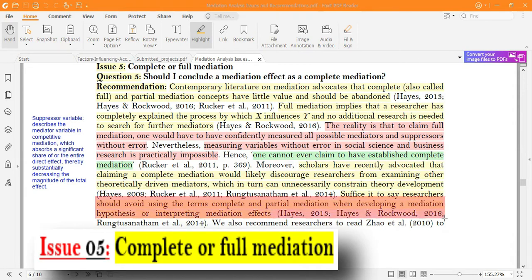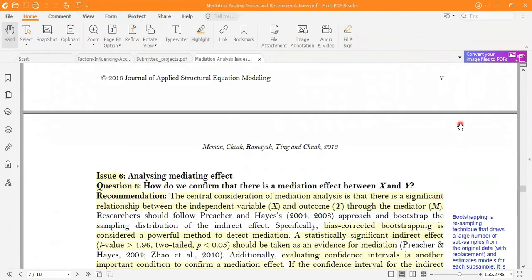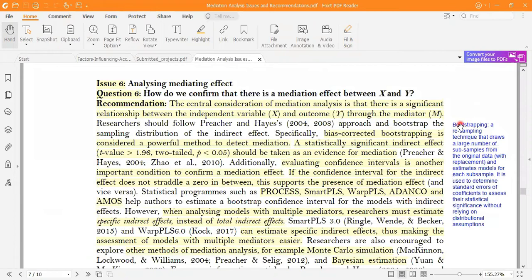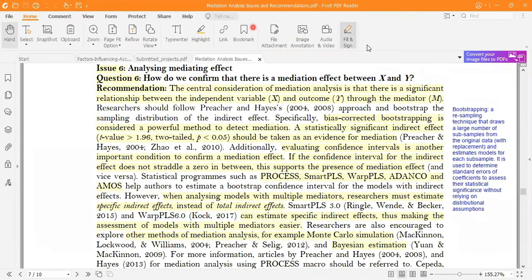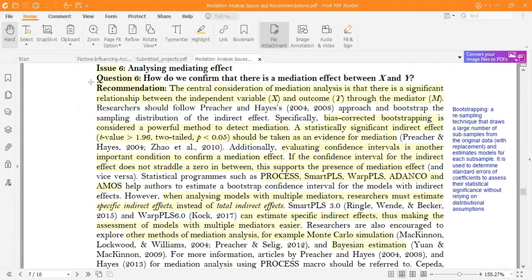So now our hypotheses are interpreting the mediation effect. So we should avoid using the words complete mediation or partial mediation, and just say that mediation is there. Last but not least, that's about analyzing the mediation effect. Either the mediation effect is significant or not. How to check? So this issue is about this one.